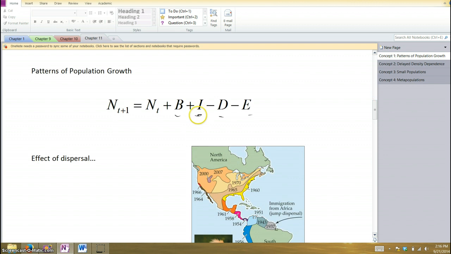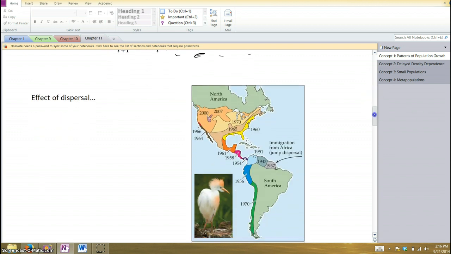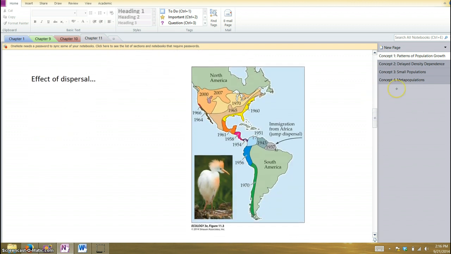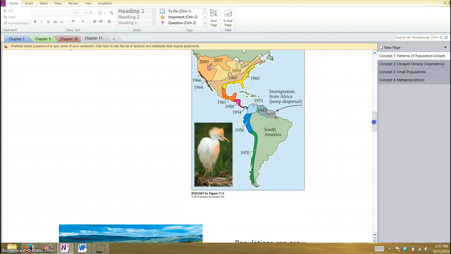So, for example, immigration can play a role, and in fact, immigration to a new place. So here's this organism called the cattle egret, which is native to Africa, but it was dispersed to South America accidentally. And you can see in the 1930s to North South America, and then it spread throughout South America and North America over time. And of course, during that time, its population grew. It dispersed to an area that was new to it, and it took to the area quite nicely, you might say.